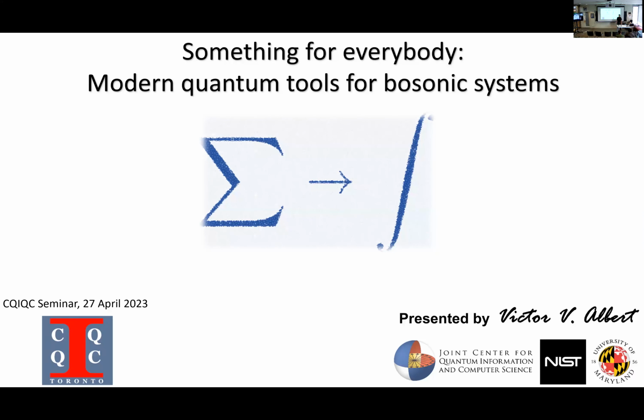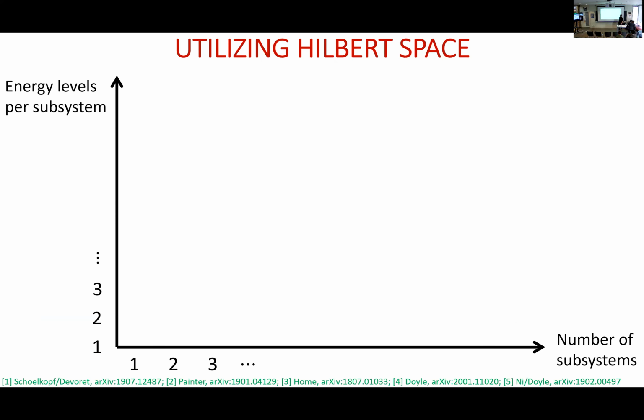Thanks, everybody. I'd like to talk today about how to utilize more of the Hilbert space that's available in experimental platforms. The way I see a particular quantum system, or any quantum system, is as follows. You can divide it into a number of subsystems that are in tensor product with each other. The number of subsystems is on this axis, and then each subsystem has some amount of energy levels.